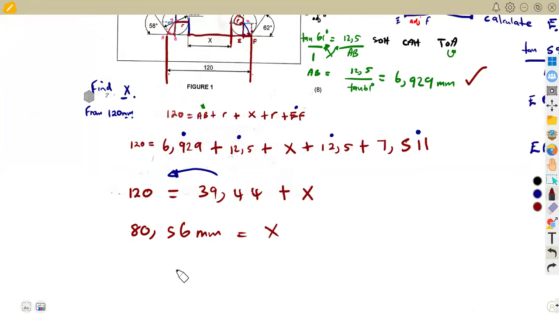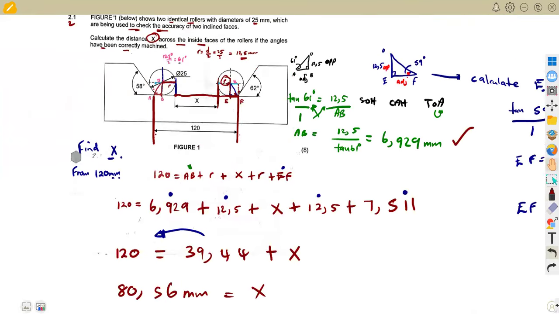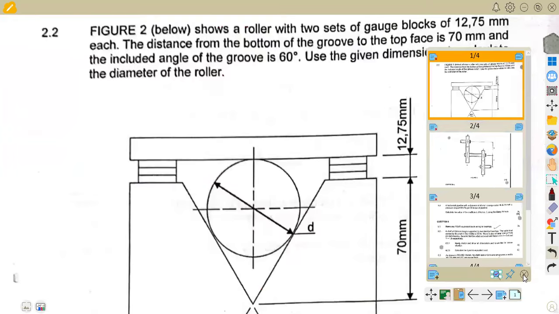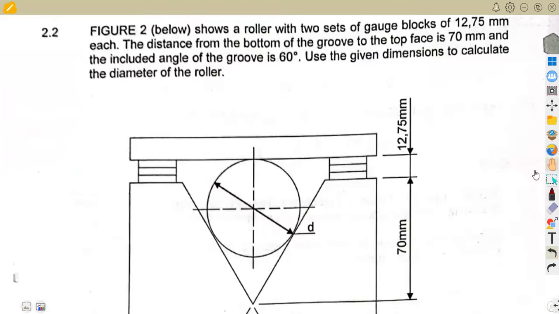So as you can see, this is a mathematical approach, your geometry and everything combined together. You'll be able to answer this type of question. So that's it. All right, so we are going to check another question. As we can see, that was actually 8 marks. Let's see the second part of our precision measurement.